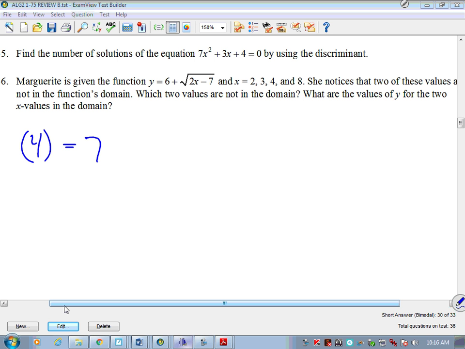Okay, let's try 8. What's 2 times 8? 16. What's 16 minus 7? 9. So that would be 6 plus what? What's the square root of 9? 3. All right, so f of 8 equals 9.